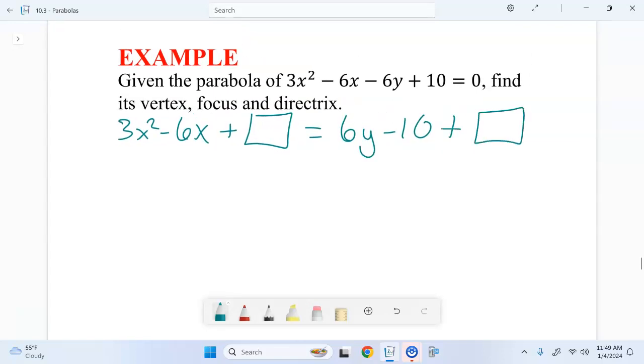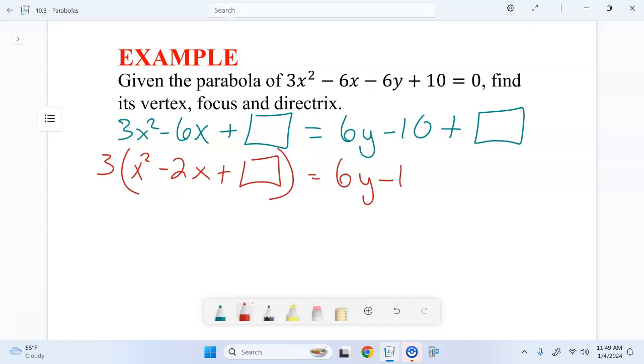Okay. x is squared, so we have a vertical parabola. We have this leading coefficient, though, so we need to factor that out first in order to complete our square. But since we factored out a 3, we also need to multiply by 3 on the right. Okay? We'll go through and finish completing the square. Nothing different with this process.